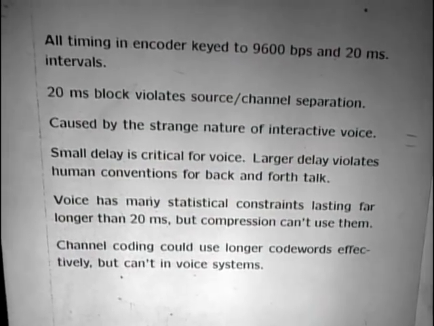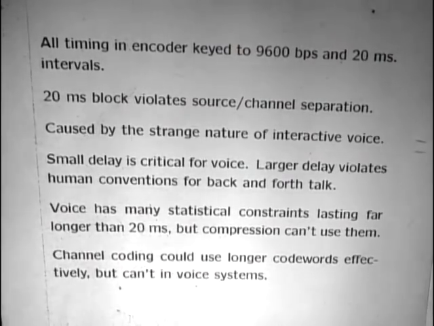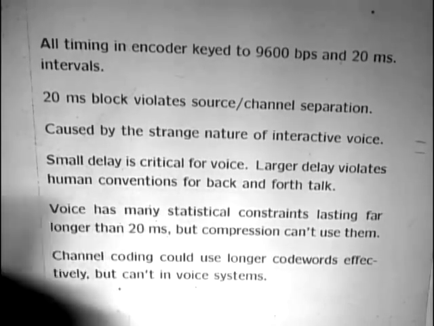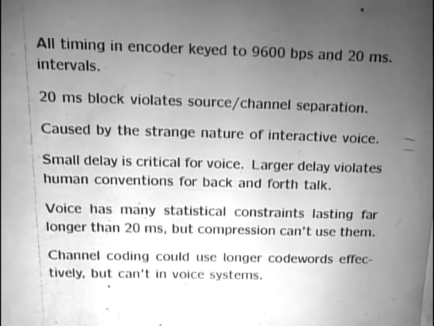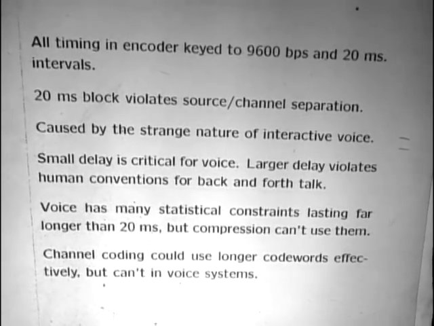Okay, all of the timing in this IS-95 cell phone system, everything is keyed to this 9,600 bits per second, and it's all keyed to this 20 millisecond interval. Everything is done in terms of 20 millisecond intervals. It's all a completely block system. The source generates 20 milliseconds worth of data. You encode that into 192 bits.